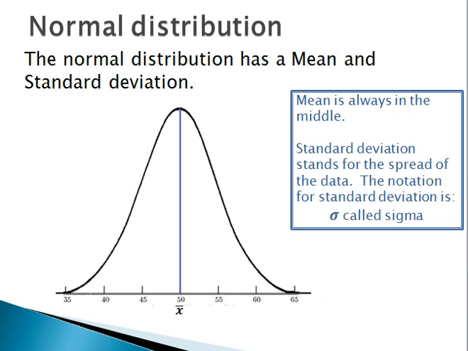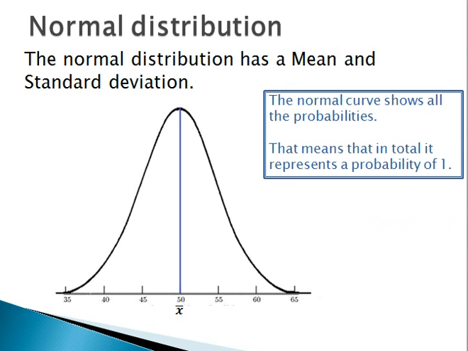Then, all right, standard deviation is notated as sigma. And it actually says something about spread. This sigma sign is from the Greek alphabet, right? It's a small sigma. Capital sigma is different. A normal curve shows all the probabilities.